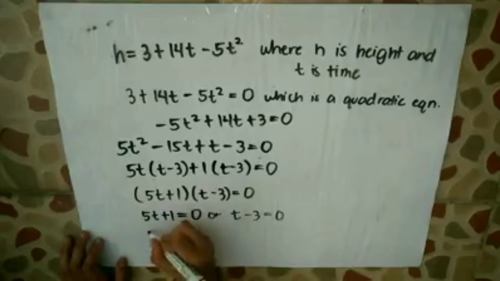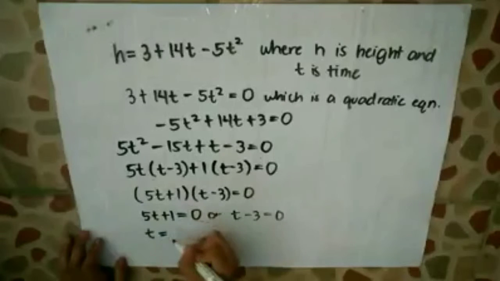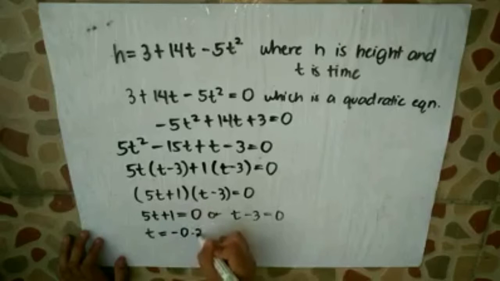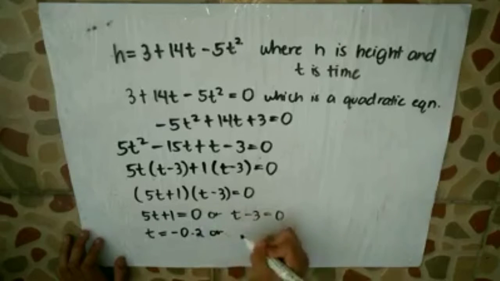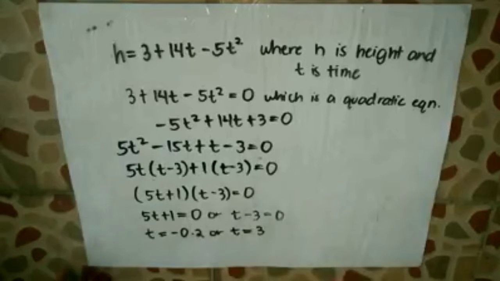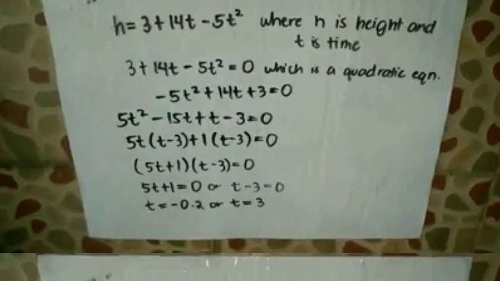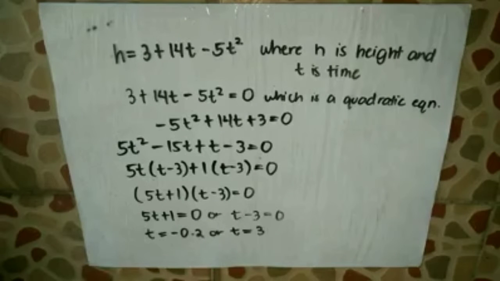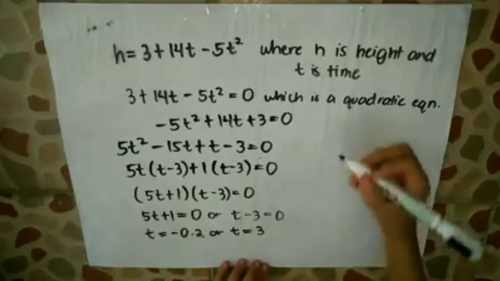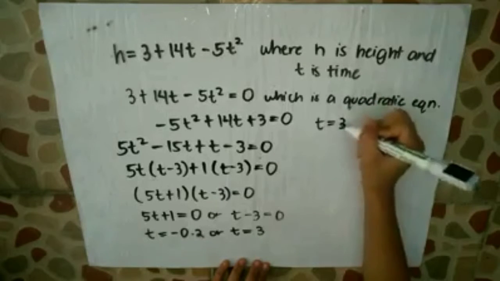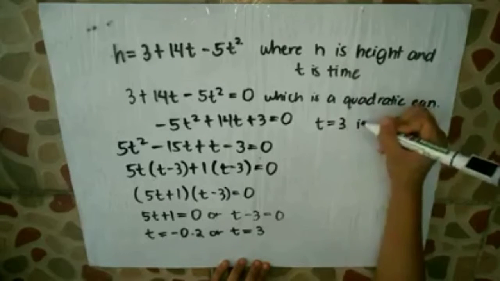t equals negative 0.2 or t equals 3. t equals negative 0.2 is a negative time, impossible in our case. That's why t equals 3 is the answer.